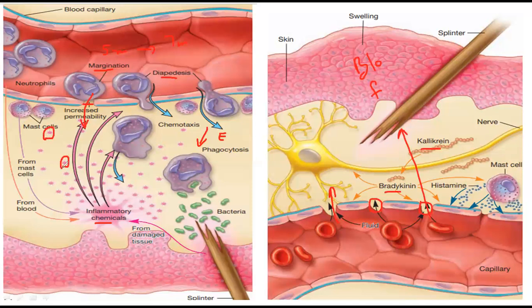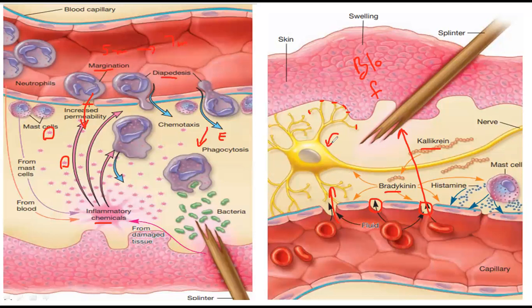And another function bradykinin does, it binds to the nerve ends, okay. It binds to the nerve ends that are present in that area. By binding to the nerve ends, it creates pressure on that nerve, and by creating pressure on that nerve, it produces a feeling of pain, okay. When this nerve is pressurized, a pain is produced.